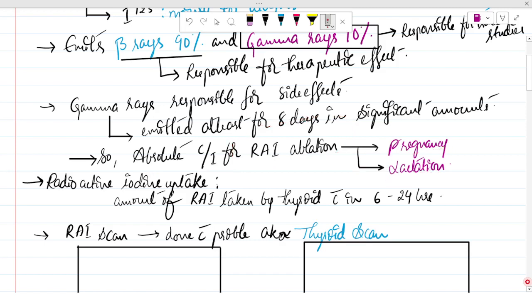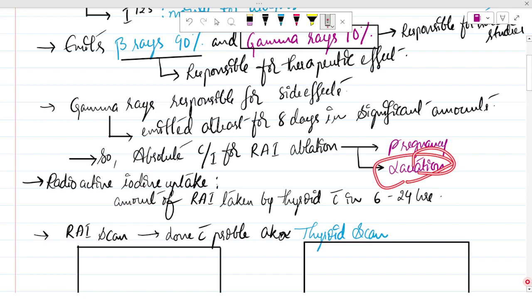Why is radioactive iodine ablation so importantly contraindicated in pregnancy? Because in pregnancy there is a fetus present in the woman. Obviously, if the pregnant woman is exposed to radioactive iodine, it may affect the fetus and cause serious damage and consequences in the developing fetus. So radioactive iodine ablation is highly contraindicated in two conditions, that is pregnancy and lactating women.